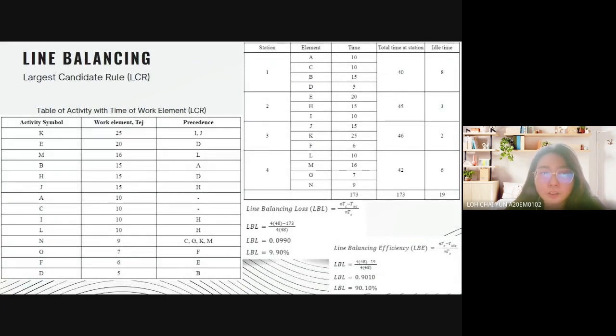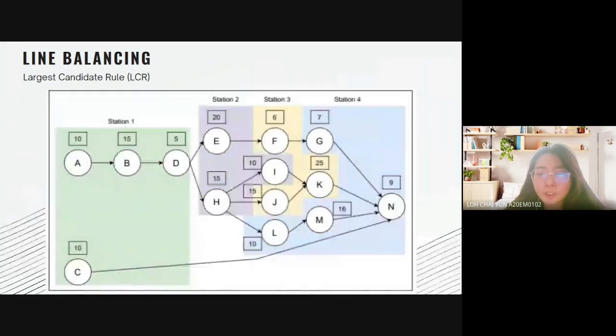The first method that we use for line balancing is the largest candidate rule, LCR. Here we need to rearrange the work elements from the largest work element time to the lowest work element time. From here, we can construct the table for LCR. As a result, we can simplify all the activities into 4 workstations. Based on this table, we get a line balancing loss of 9.9% and a line balancing efficiency of 90.10%.